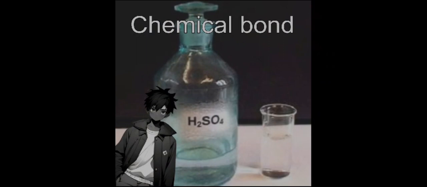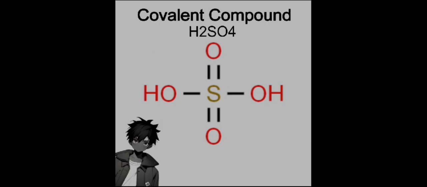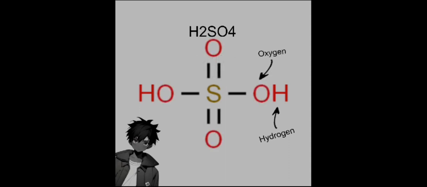Description of the chemical bonds in sulfuric acid. Sulfuric acid is a covalent compound. It is formed through the sharing of electrons between atoms, leading to the formation of covalent bonds. In the case of sulfuric acid, it is composed of covalent bonds between the constituent atoms, hydrogen, oxygen and sulfur. Sulfuric acid consists of two hydrogen atoms, H, bonding to a sulfur atom, S, and oxygen atoms, O. These bonds are covalent in nature, meaning the atoms share electrons to form stable molecules.